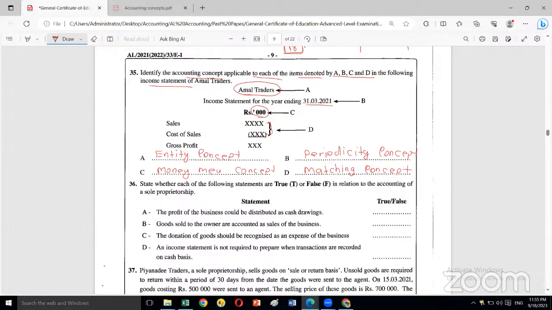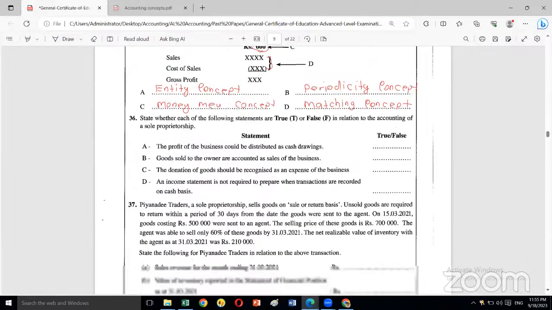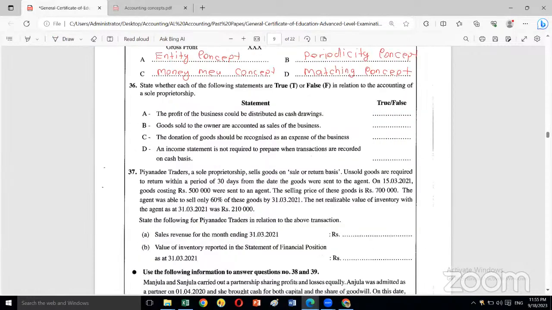So quickly do the question number 36 and 37. Only those two. Question number 36 and question number 37. Quickly do them. After that, we have the partnership. Quickly do the question number 36 and 37. Yeah, Shahida. We will do questions like that.